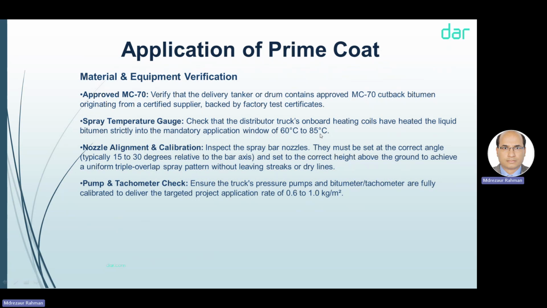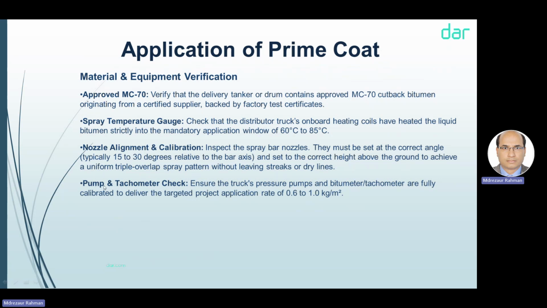Prime coat, okay? This is just before starting. We have to check that. If it is not within the limit, they cannot start. Then the nozzle, I'll show you the photo. Nozzle is the spray nozzle. This nozzle cannot be straight vertically. It should be a little inclined, 15 degrees to 30 degrees. I'll show the photo, then it will be clear.